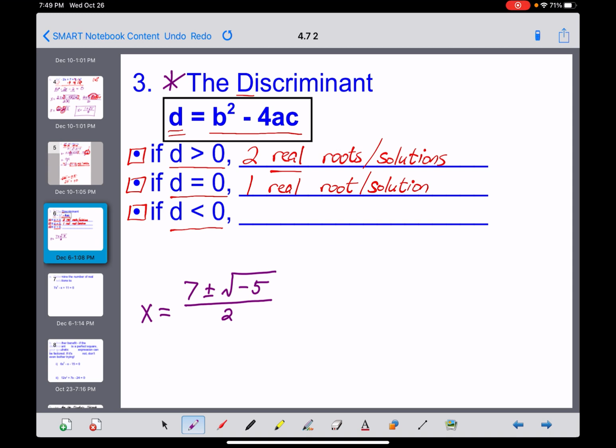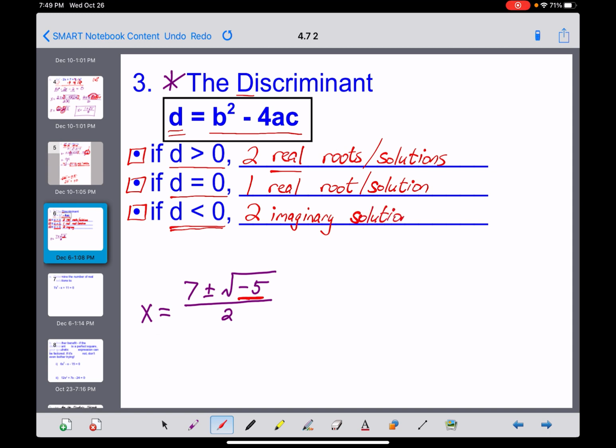What it's asking us is what number times itself equals negative 5? Well, if you think about that, how can a number times itself equal a negative? If the number was positive, positive times positive is positive. If that number were negative, negative times negative is positive as well. If the number were 0, 0 times 0 is 0. There is no real number times itself that equals a negative number. So when that happens, guys, when your discriminant is less than 0, which means negative, we have, let's write this down now, 2 imaginary solutions.